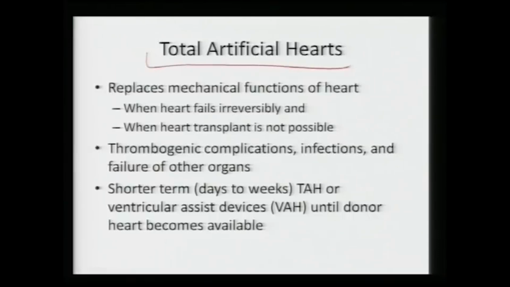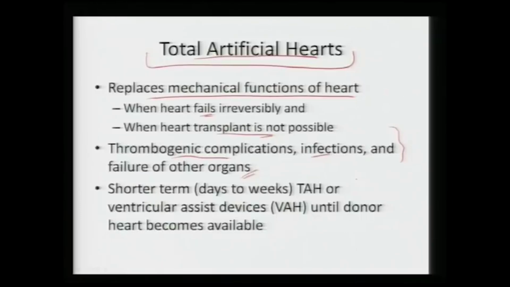Again, then one more problem can be eliminated by utilizing total artificial hearts. In this particular case, this total artificial heart replaces the mechanical functions of the heart, and this is required when the heart fails irreversibly, and when a heart transplant is not possible. But this total artificial heart can induce some thrombogenic complications, lead to infections and failure of other organs such as kidneys or liver. So, in that particular case we require total artificial heart surgery.